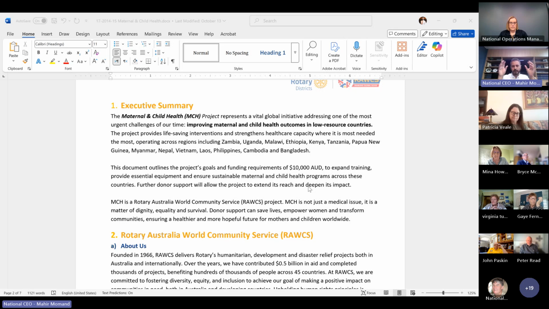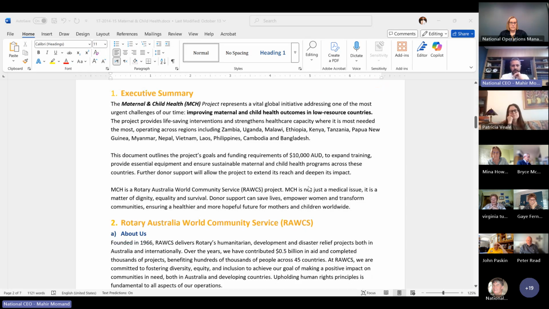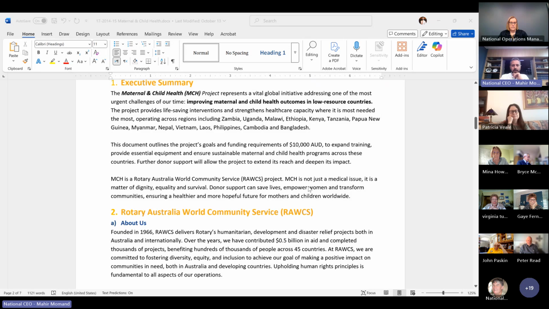At the very top, the executive summary tells you what it is about, where exactly it is, and what exactly it is trying to achieve. In the second paragraph, it also tells you the amount of money that they are after. They're only after $10,000 in this case. And what they will do with that is to expand training, to provide essential equipment, and ensure sustainable maternal outcomes in those countries. So that is what they will try to achieve with the $10,000 that they are after, right?